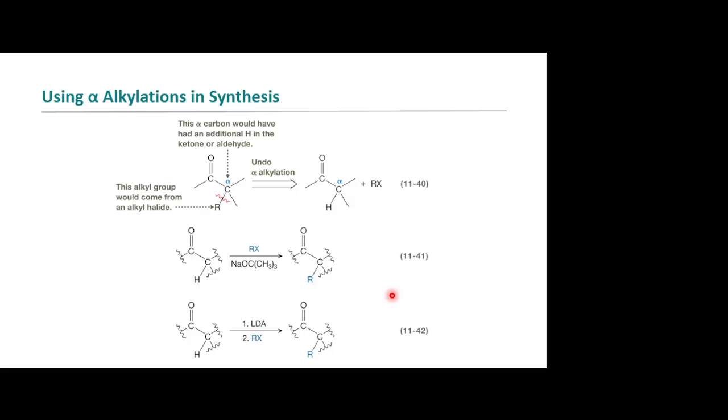So let's use that alpha alkylation in a synthesis. Right here would be the transform, which is an undo alpha alkylation. Again, this would be our alpha carbon here, right? And so an alkyl group that could form from this would be, for example, this one right here. And so that would be the undo. You'd have a hydrogen in its place, because you have to take that hydrogen off, and you'd have right there your RX with a leaving group.